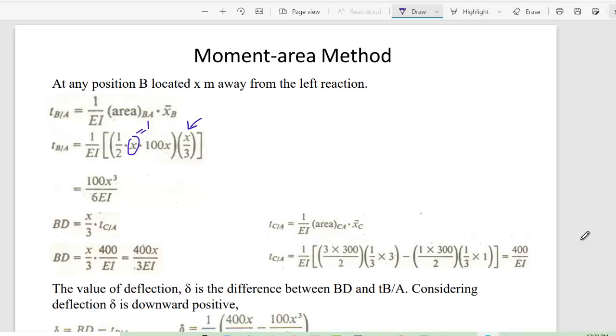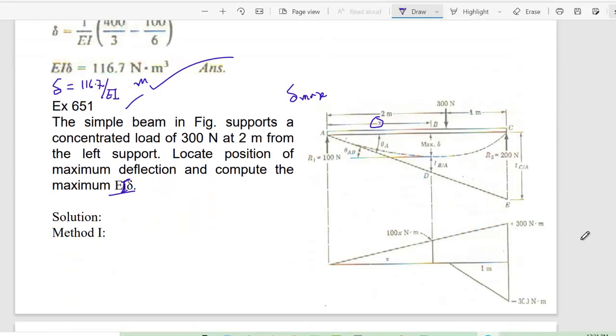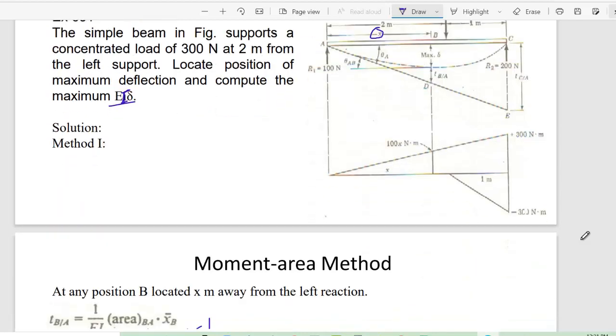Yes, sir. But here you keep this x as a variable, because you don't know the value of x. Why don't you know? Because you don't know the location of the maximum deflection point. That's why you are assuming that the maximum deflection is at the location of x. And the rest of the process is similar.